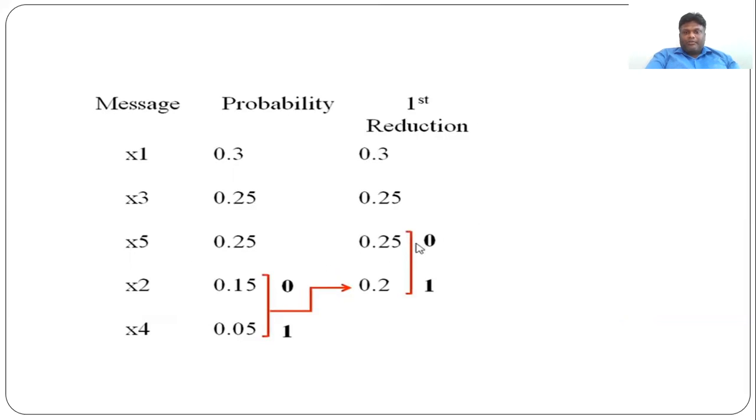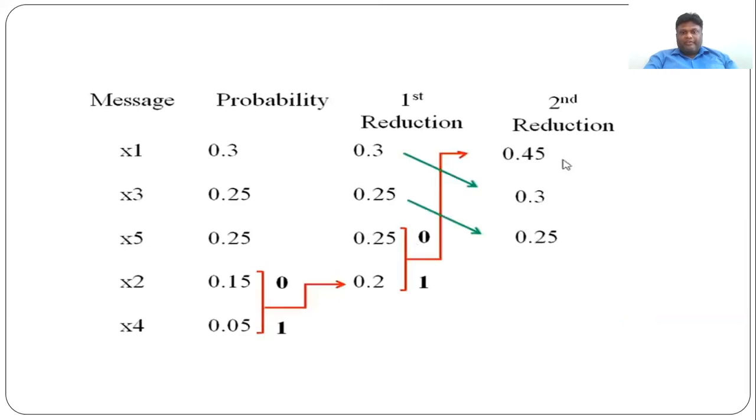So I have assigned 0 and 1, I have grouped it and now I'm going to add it. So when you add it, what will I get? I'll get 0.45. But 0.45 is higher than 0.3. So what I have to do is shift it to the first position. So I'll write 0.45 in the first position, then 0.3 is shifted to the second position, then comes 0.25 in the third position. So now again, you have to check whether it is in descending order. Yes, it is in descending order.